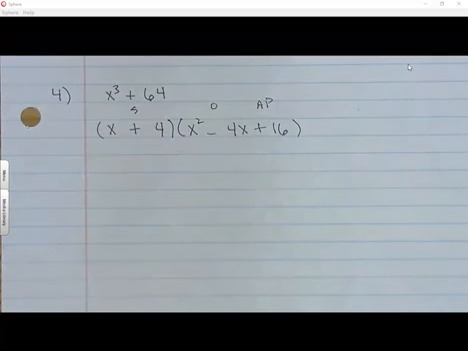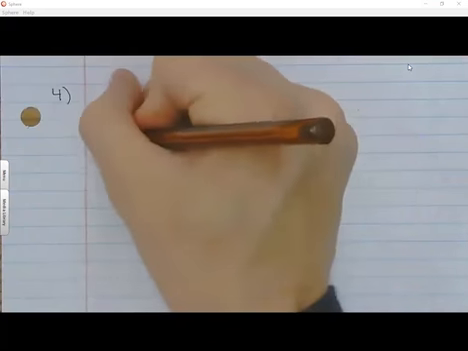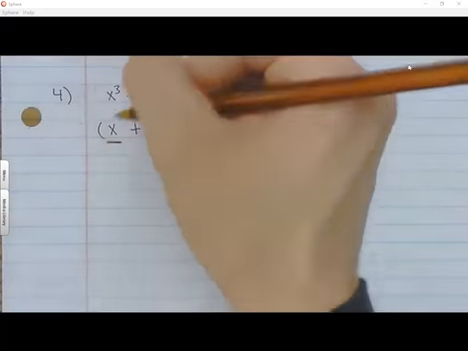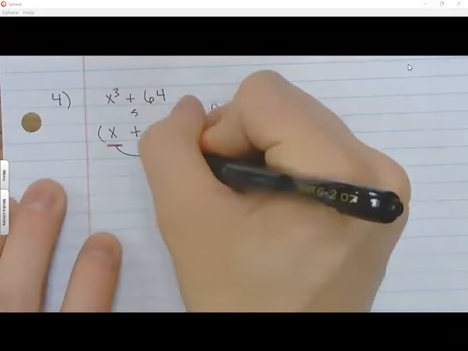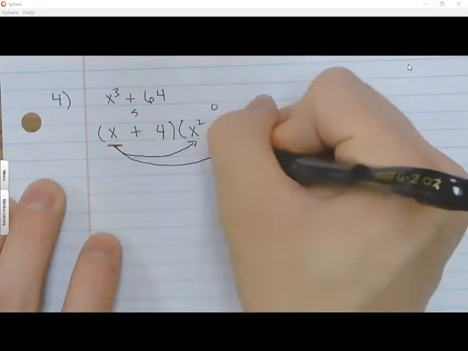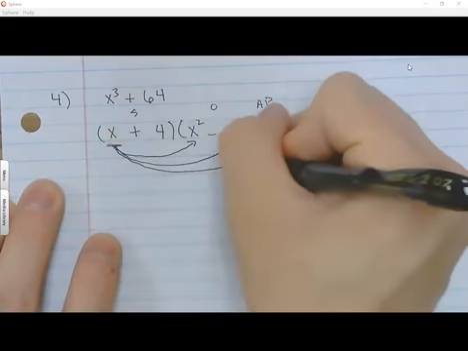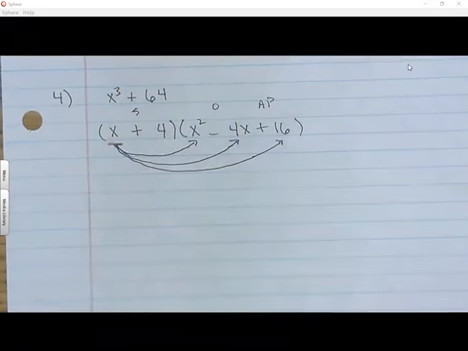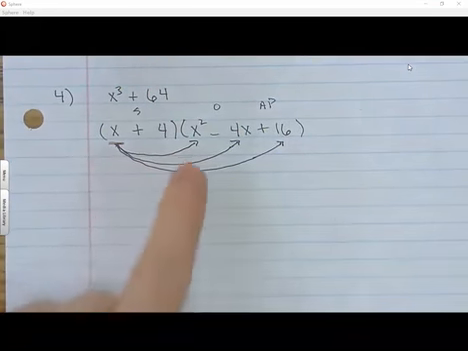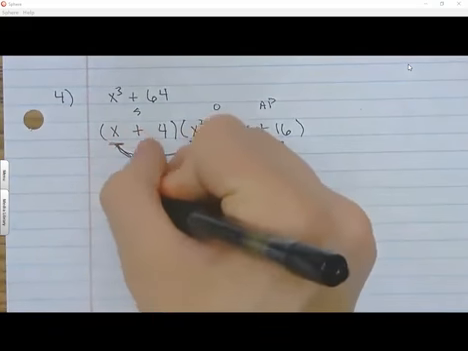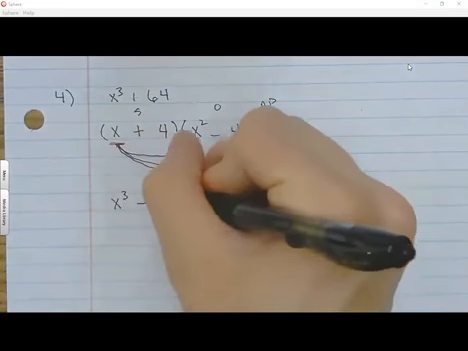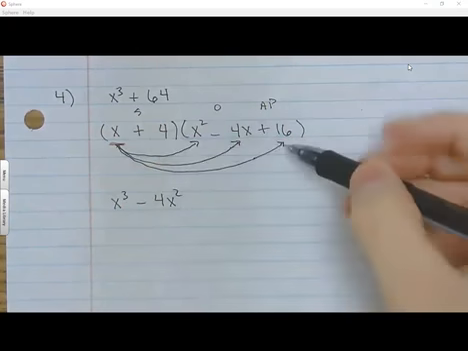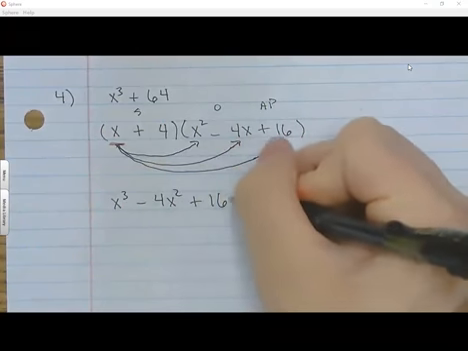Now, let's do that multiplying thing that we did previously. I'm going to underline the first term, and I'm going to multiply everything in the next factor by this x right here. So let me draw my arrows. X is going to get multiplied by x squared. X is going to get multiplied by negative 4x, and x is going to be multiplied by this positive 16. So let's see what we get. X times x squared, that's going to give me x cubed. X times negative 4x, that's going to give me negative 4x squared. And then x times 16, that's going to give me positive 16x.